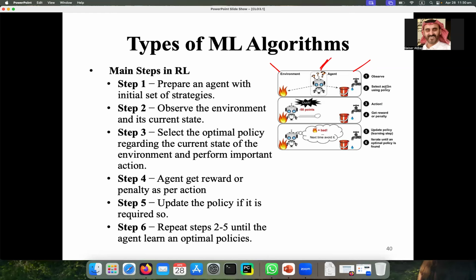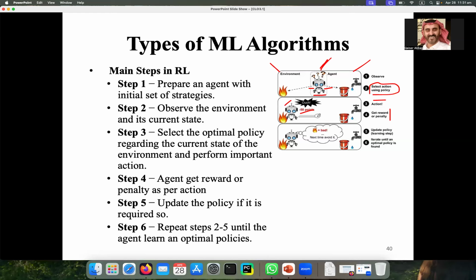And then after observing, in the second step, the agent is selecting some action from the algorithm, using the policy that the algorithm has. So for example, the agent has selected move left, or move right, according to this: this is right, this is left. If the agent performs move right, the action is performed, and here it is going directly towards the fire without water, so it gets a penalty. So now it is getting a reward or penalty.